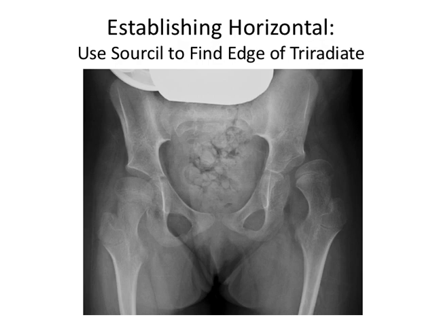Another trick is to help the sourcil lead you towards the lateral edge of the triradiate. So here's the sourcil, and right where the sourcil intersects the triradiate cartilage, you would be relatively confident that it's the same landmark on both sides. Okay? And then you would double check it against another landmark if you're unclear.